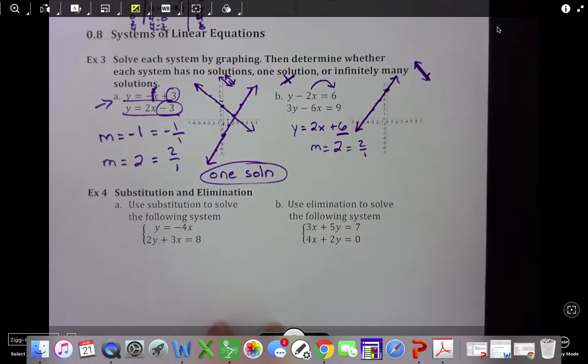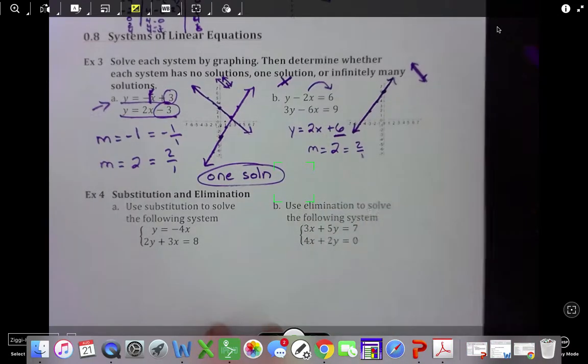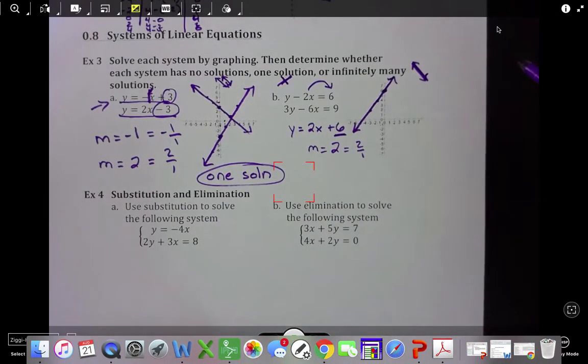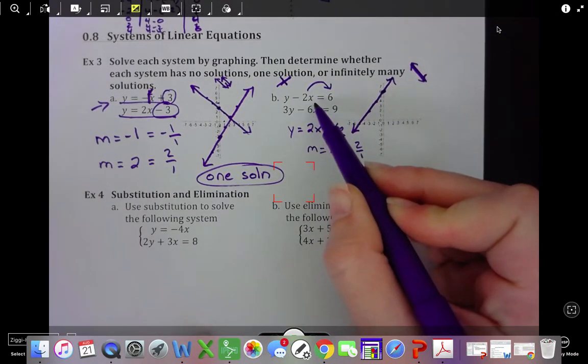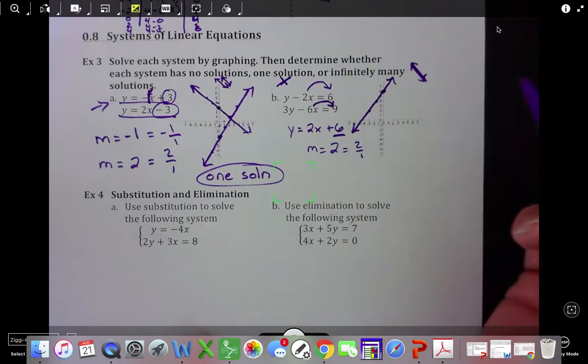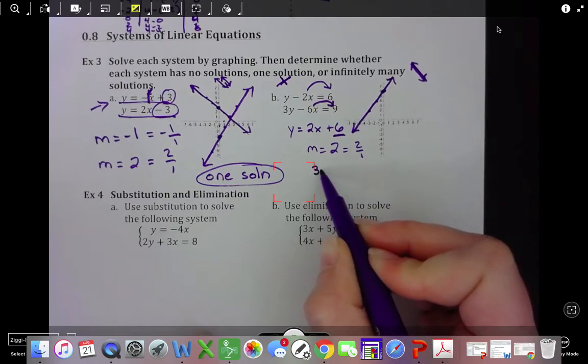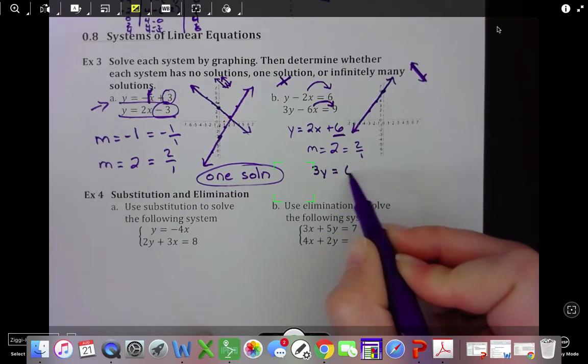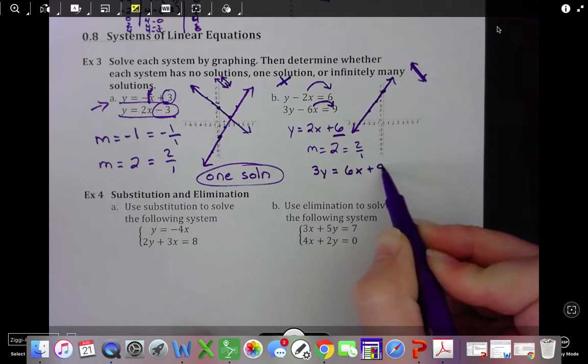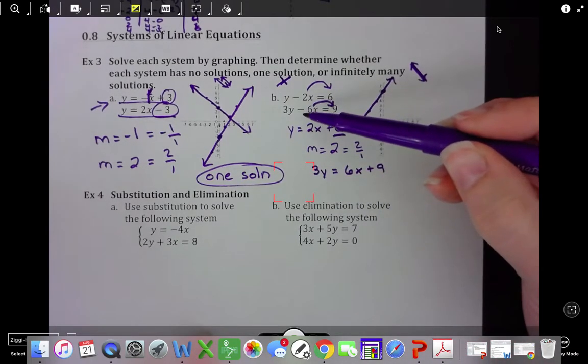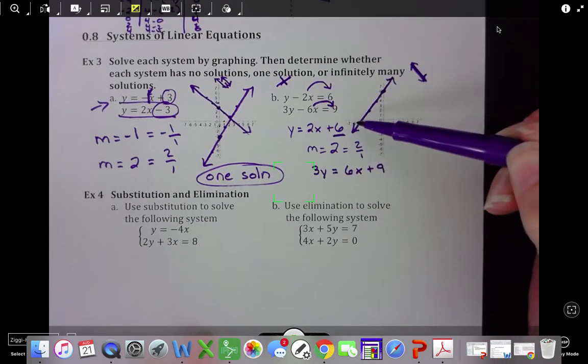Okay? The second equation, 3y minus 6x equals 9. Okay, I'm going to move this 6x to the other side by adding 6x. Okay, it's going to look something like this. 3y equals 6x plus 9. That 6x went from being negative on this side to positive on this side when I added him.